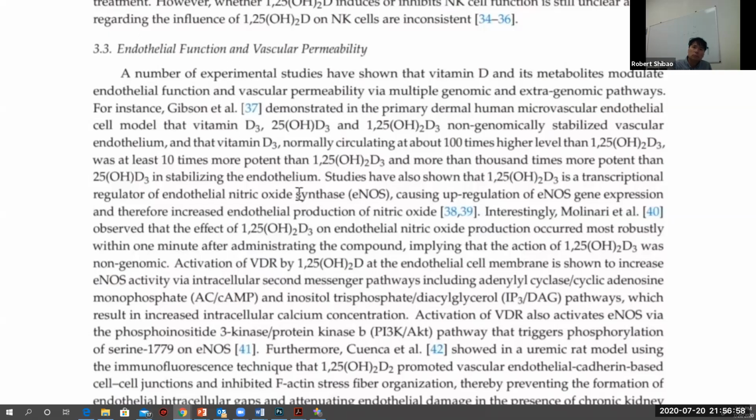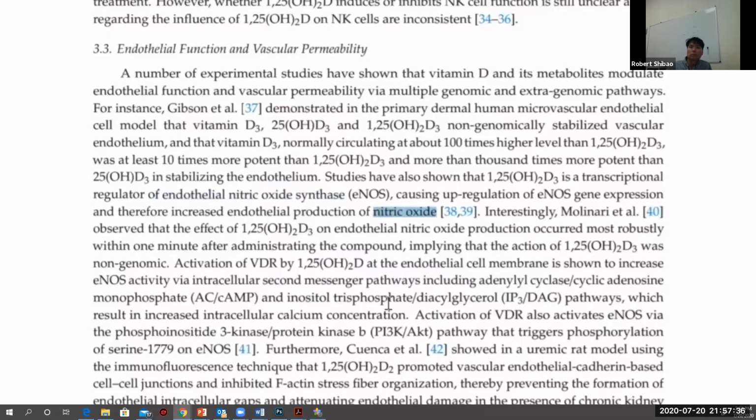And if we're correct about our hypothesis, we need to be able to stabilize the endothelium. This may be the reason why vitamin D is associated with a lower risk of mortality in COVID-19. A lot of people have been talking about nitric oxide inhalation and whether or not this could help patients with COVID-19. Well, studies have shown that 1,25-dihydroxyvitamin D is a transcriptional regulator of endothelial nitric oxide synthase, which causes upregulation of eNOS gene expression and increases endothelial production of nitric oxide.